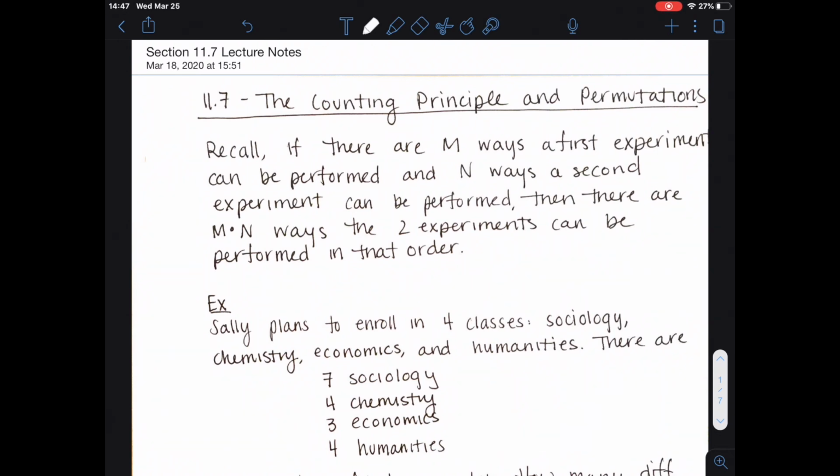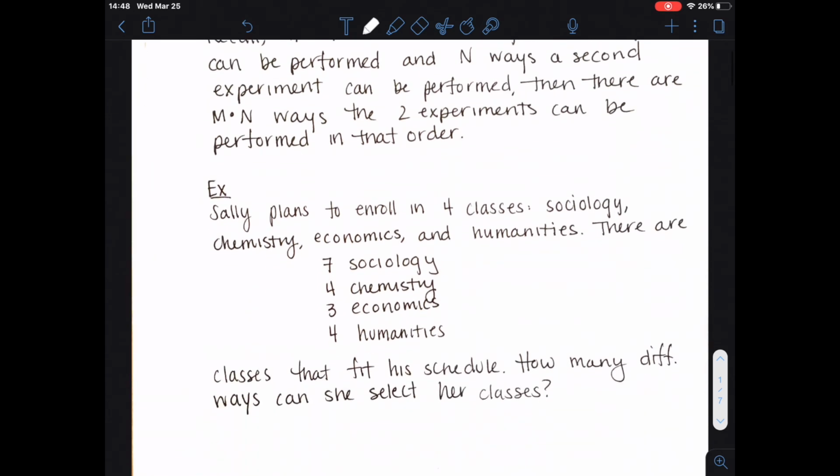So we've worked with the counting principle before, and we're going to utilize that to help us with another topic called permutations. So remember, if you have two experiments being performed, the first one has m possible outcomes and the second one has n possible outcomes, then the number of ways you can perform these two experiments in order is m times n. So let's look at an example.